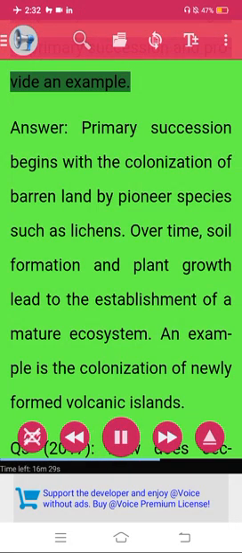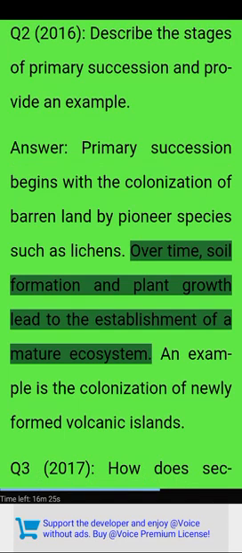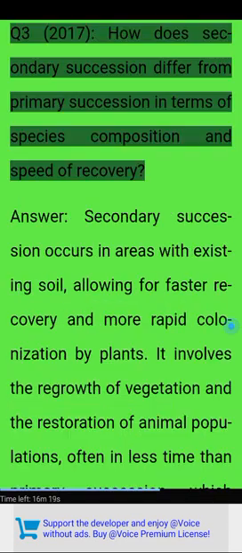Q2 2016. Describe the stages of primary succession and provide an example. Answer. Primary succession begins with the colonization of barren land by pioneer species such as lichens. Over time, soil formation and plant growth lead to the establishment of a mature ecosystem. An example is the colonization of newly formed volcanic islands.